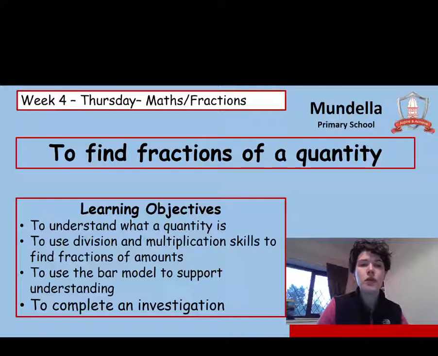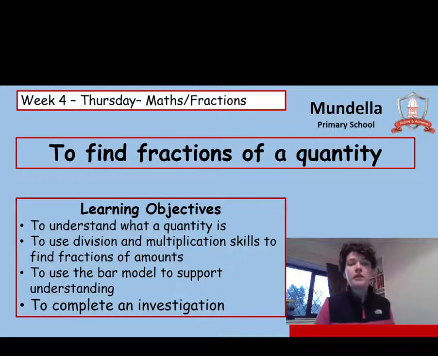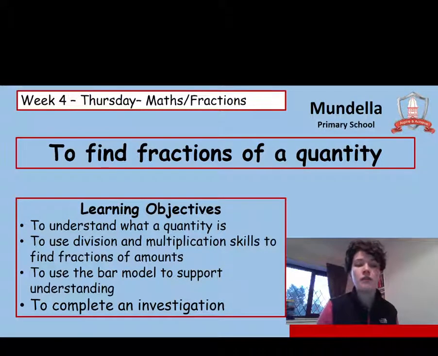In today's lesson we are going to be continuing finding fractions of a quantity. So that means to find fractions of an amount. So we will be using division and multiplication skills to find those fractions of amounts. We will use the bar model to support understanding like we did in the previous lesson.